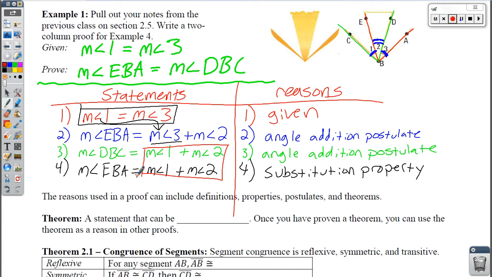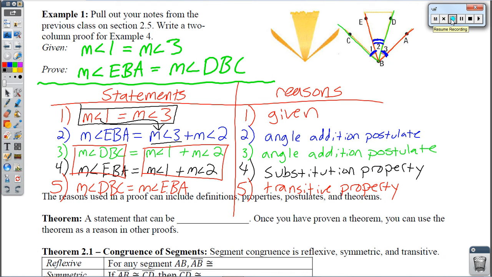So we can use the transitive property to say that if the measure of angle DBC is the same as angle 1 plus angle 2, and angle 1 plus angle 2 is the same as the measure of angle EBA, then the measure of angle DBC and the measure of angle EBA must be the same as well. So that's what step 5 is.